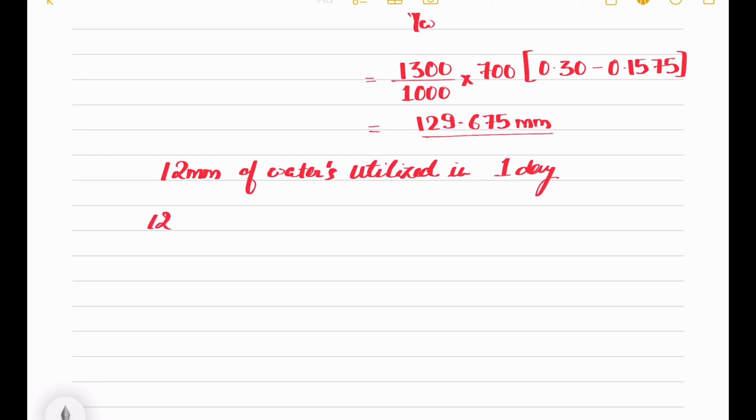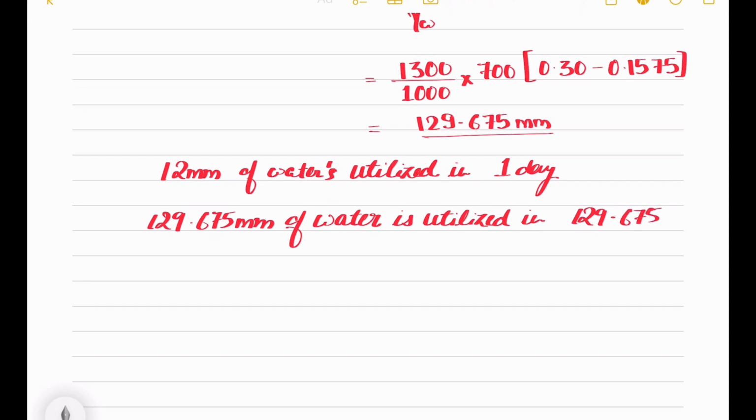So 129.675 mm of water is utilized in 129.675 divided by 12 days. Okay, so this will come out to be 10.81 days, right? 10.81 days. So let's take it as 10 days only.